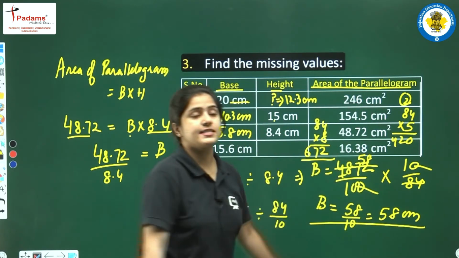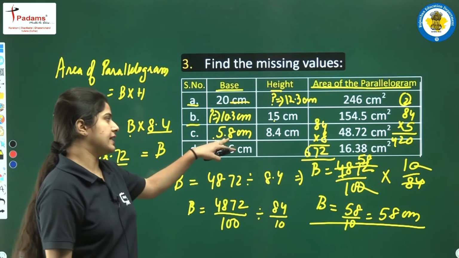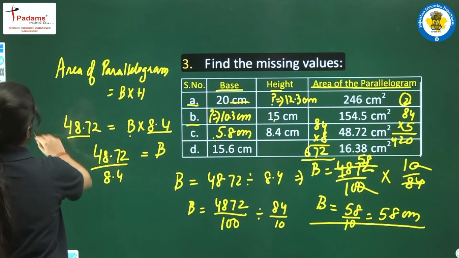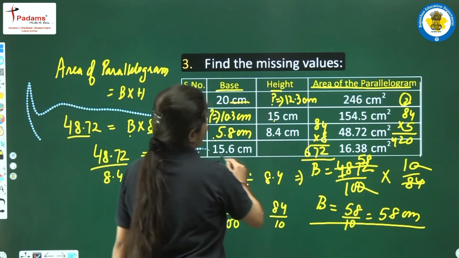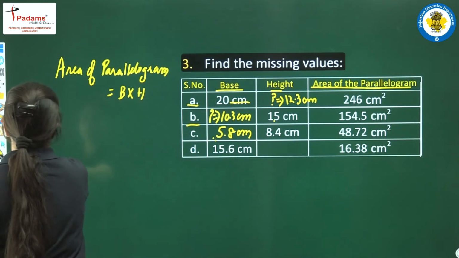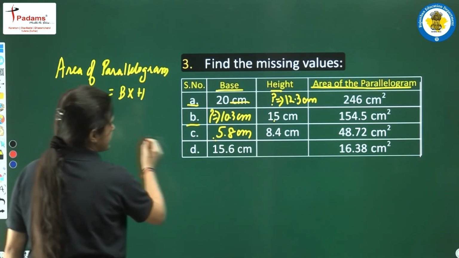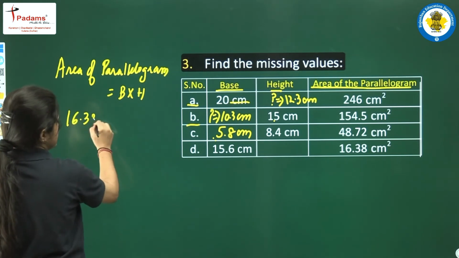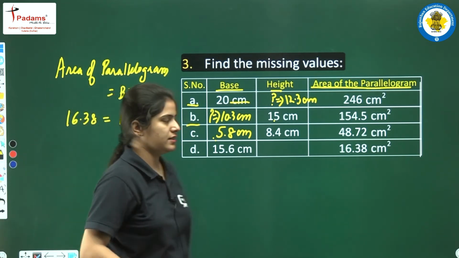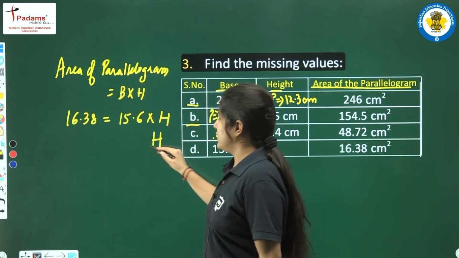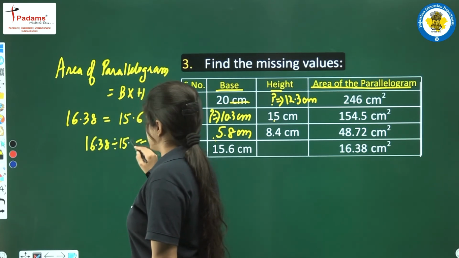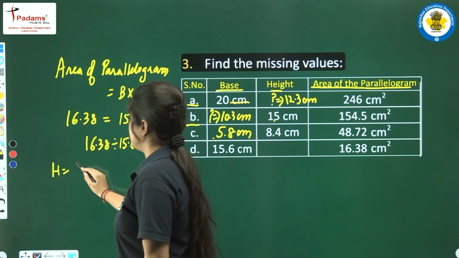Okay, and with this the missing part is found, that is your base is equals to 5.8 centimeters. Alright students, now we will see the area of parallelogram, if we know the base but do not know the height. Area of parallelogram is equals to 16.38. We know the base, that is 15.6, but we don't know the height. Okay, we do not know the height. We will put height here, 16.38 divided by 15.6, right? This height is equals to 16.